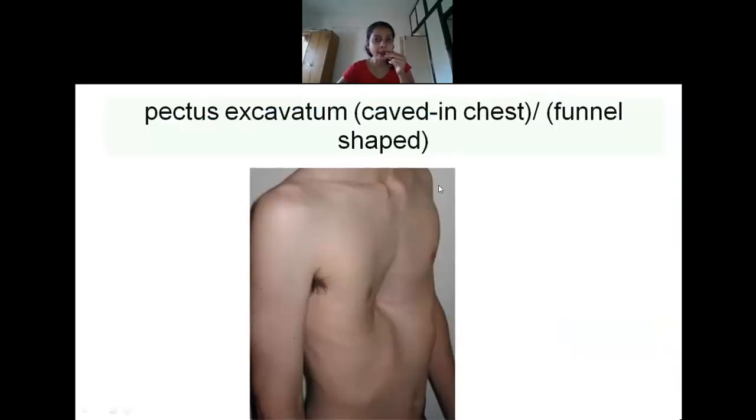So this is a caved in chest, which is called pectus excavatum. Pectus excavatum means caved in chest.